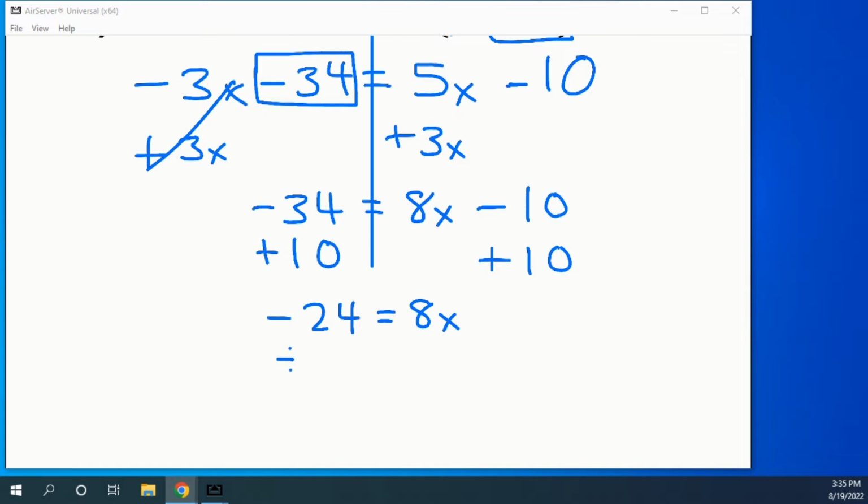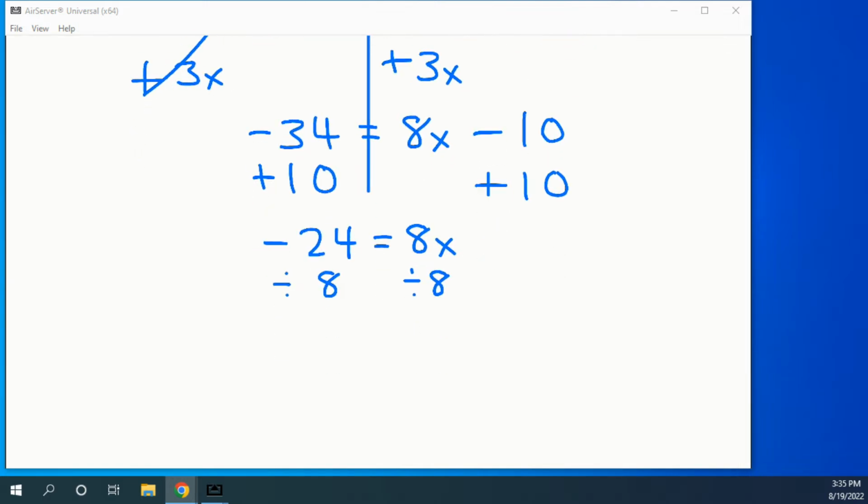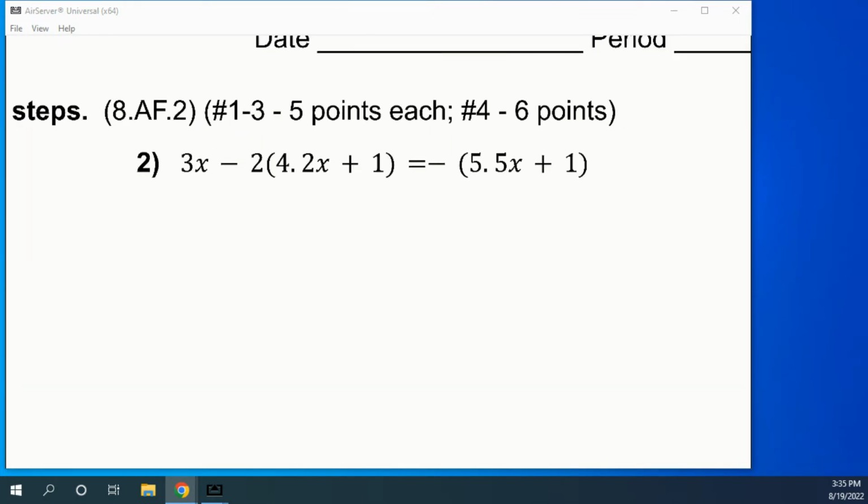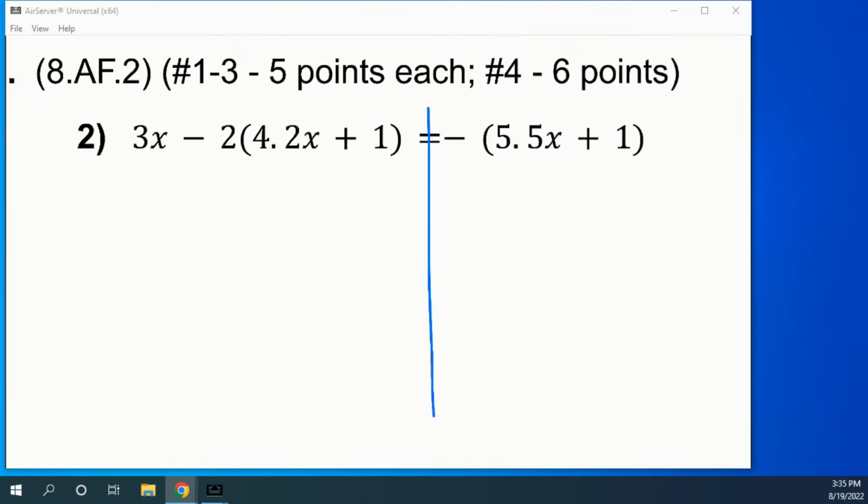Last step is to divide both sides by 8, which is that coefficient in front of the variable, and you'll get negative 3 equals x. That's your first solution. All right, number 1. Number 2, start with the same steps.